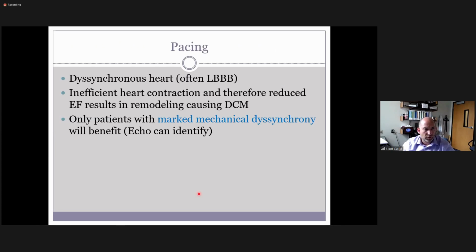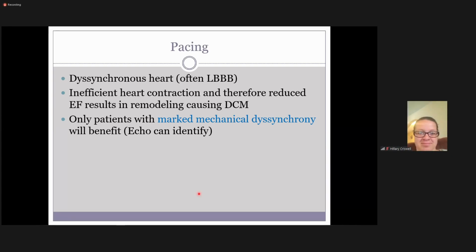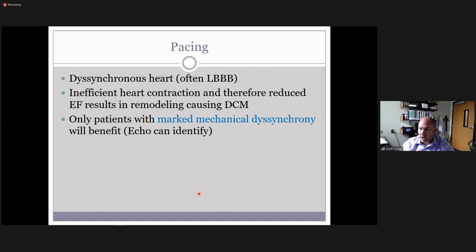Pacing. So if we have a dyssynchronous heart, what does dyssynchronous heart mean? Beating out of beat. Yep, out of rhythm. It is often a left bundle branch issue. Remember, as we talked about EKG, a left bundle branch is never really normal, whereas a right bundle branch can sometimes be a normal variant. But left, if we're seeing that, is not. Inefficient heart contraction reduces ejection fraction and causes remodeling that causes the dilated cardiomyopathy.